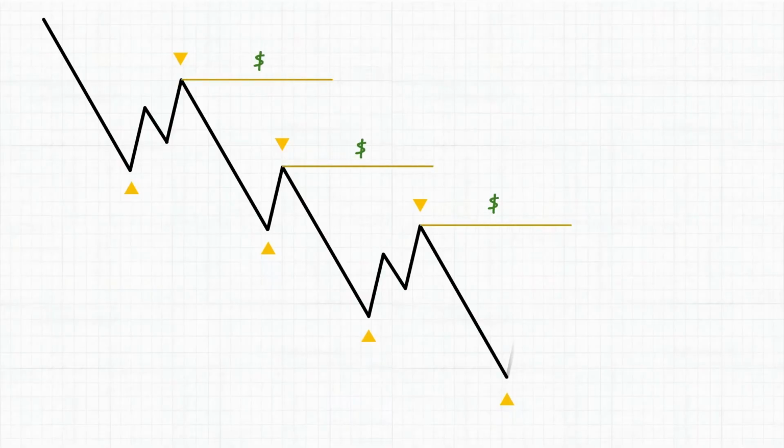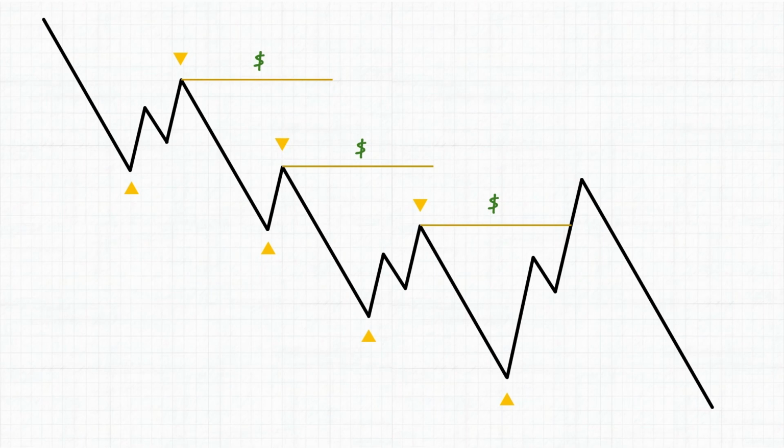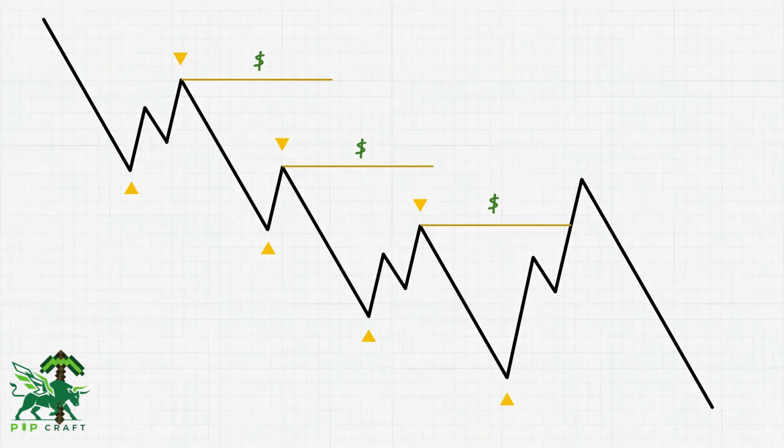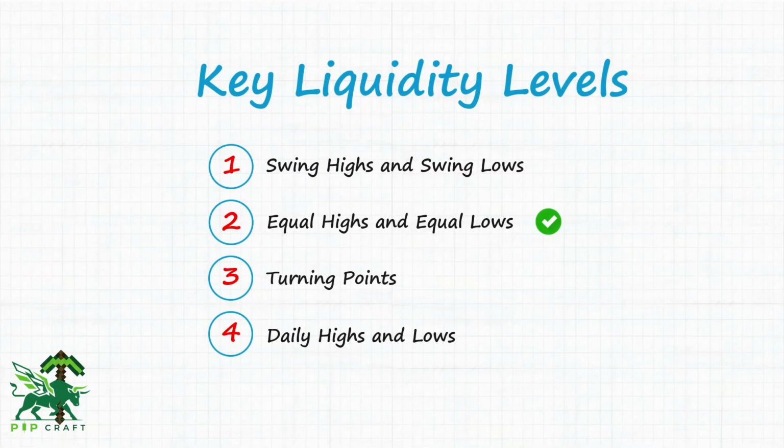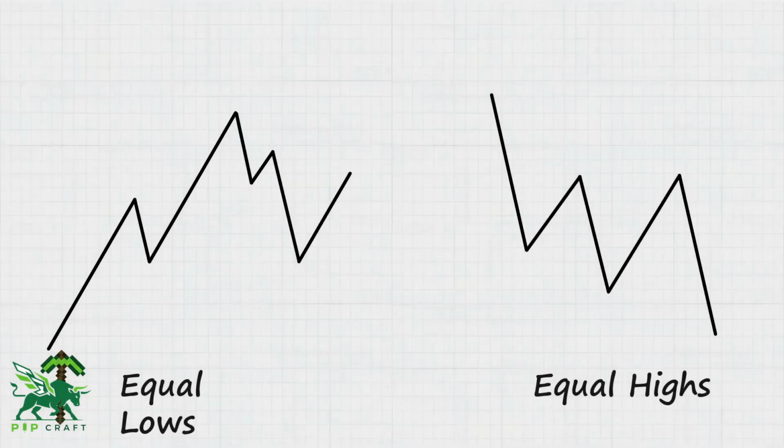Similarly, in a downtrend, the liquidity above swing highs becomes more important, as the market often sweeps these areas to collect buy-side liquidity before continuing lower. The next key liquidity zones are equal highs and equal lows. As the name suggests, equal lows occur when the price forms lows around the same level, and equal highs occur when the price forms highs around the same level.